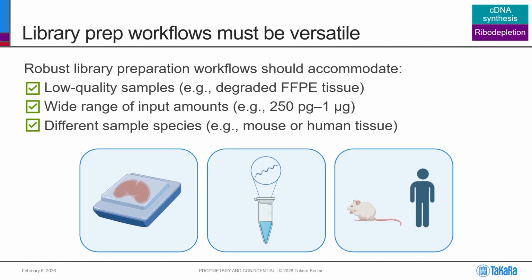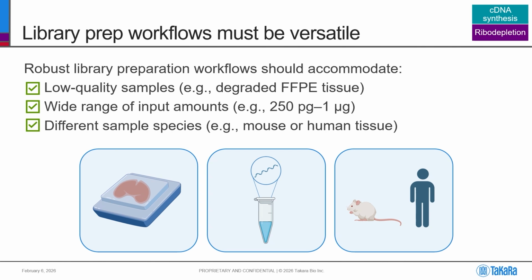For RNA sequencing methods, library preparation workflow needs to be flexible because real samples are rarely perfect. They should work well with low quality or degraded samples like FFPE tissue, should handle a wide range of input amounts, and be compatible with different species, including mouse and human samples.